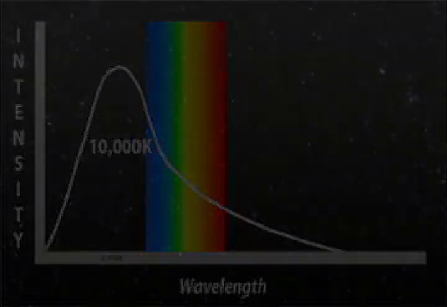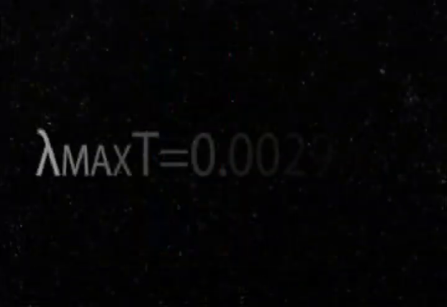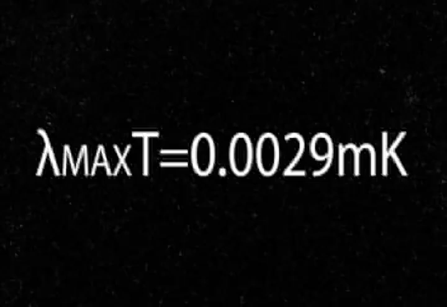The equation needed for this is lambda max T equals 0.0029 meters Kelvin. The equation can be used to calculate the maximum wavelength emitted by a black body. This equation and the constant 0.0029 meters Kelvin, also known as Wien's displacement constant, are given on the formula sheet.